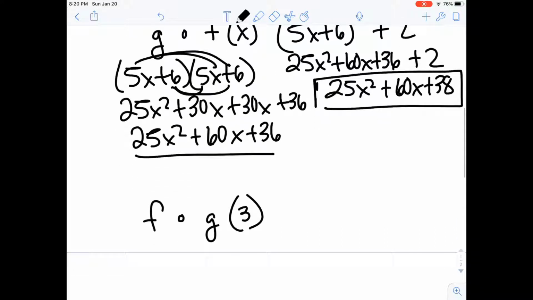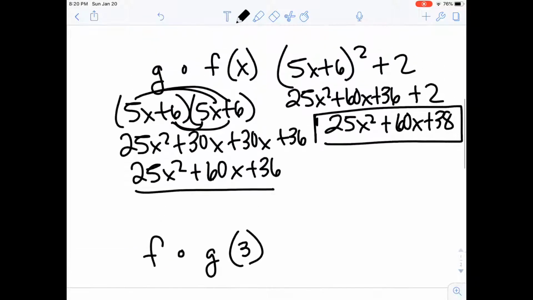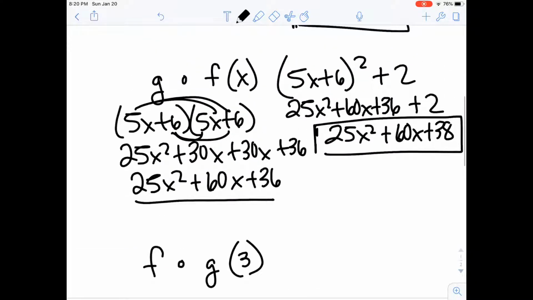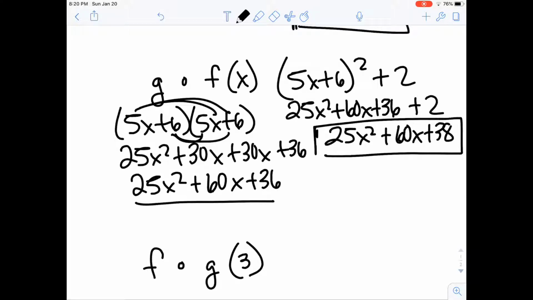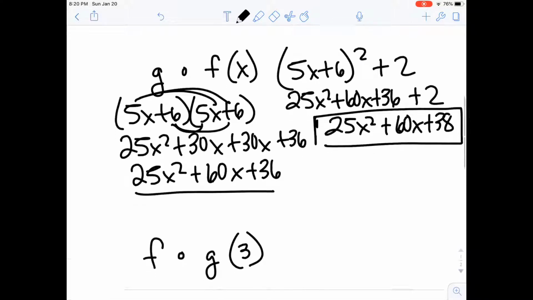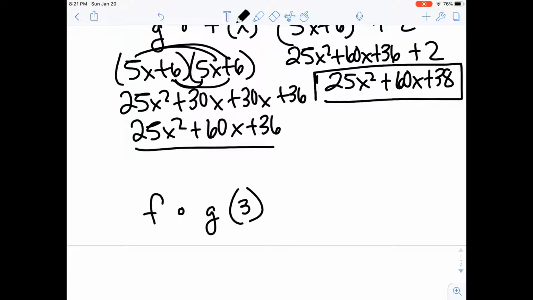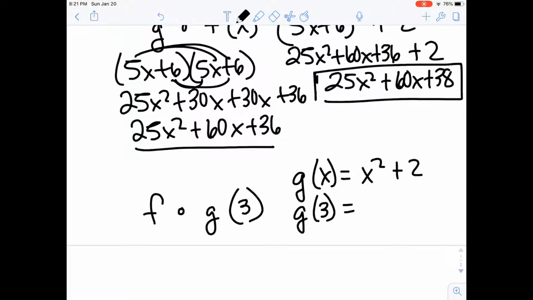Now f of g of 3. Basically, what you do is you find g of 3, and then wherever you see an x in f, you put that in. So remember, g of x is x squared plus 2. And so g of 3 equals 3 squared plus 2. So that's 9 plus 2, which is 11.